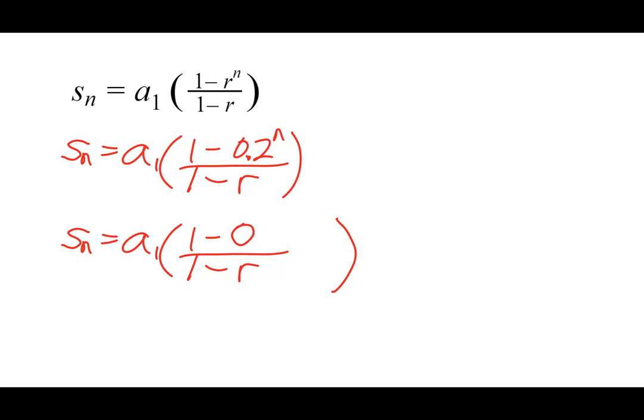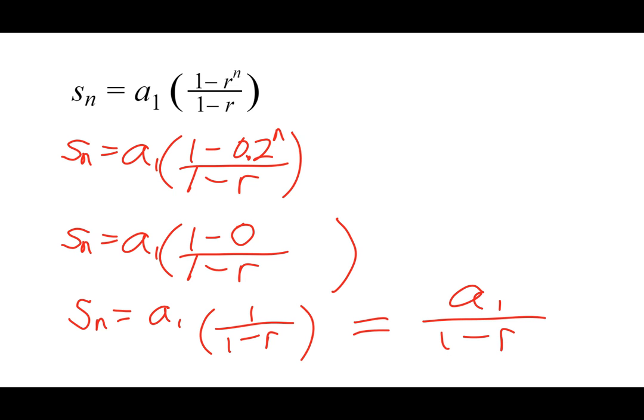So if you do 1 minus 0, that's just 1. And then you multiply a sub 1 times 1 in the numerator, on the top. You're going to get a sub 1 on top and 1 minus r in the bottom. So this works for any r value that's less than 1 for an infinite sequence. That's where the formula comes from. Not that you need to know where the formula comes from, just use it.